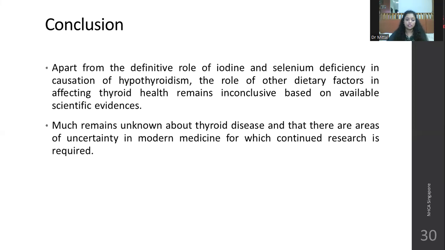So, concluding today's chapter: apart from the definitive role of iodine and selenium deficiency in the causation of hypothyroidism, there is no other role of any other dietary factors that can lead to hypothyroidism. This is based on the scientific studies done. Whatever medical scientific evidence we have, the only thing that could lead to hypothyroidism is the deficiency of iodine and selenium. No other dietary factor has an association with the cause of hypothyroidism.